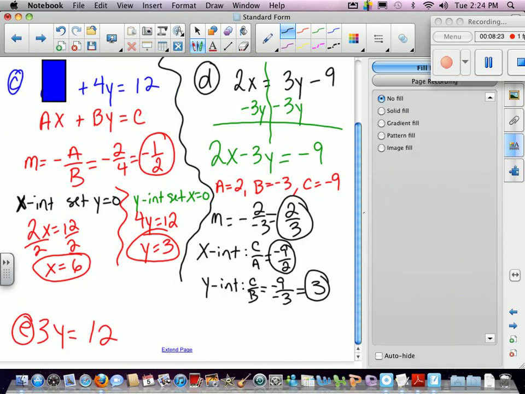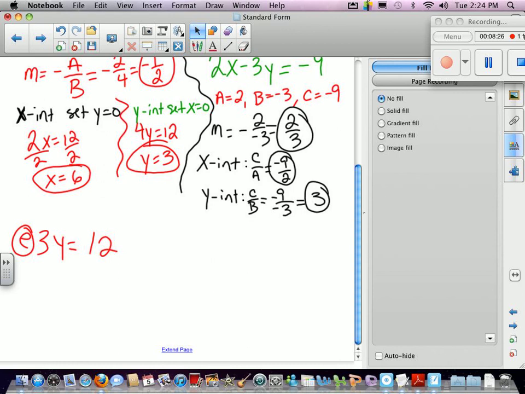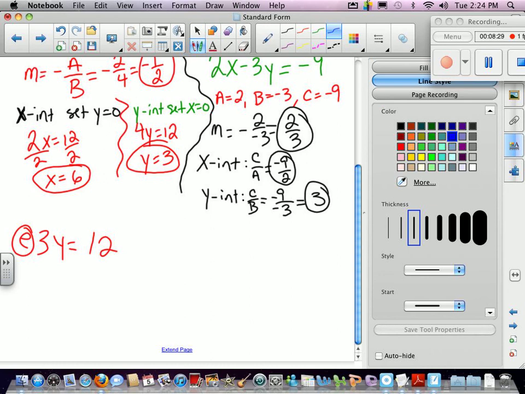Alright, the last example we're going to talk about, we have 3y is equal to 12. Alright, so if you notice there is no x term, so that means that a is 0, b is 3, and c is 12. So when we do the slope, it's negative a over b, which is 0 over 3, which is 0. And when we get a slope of 0, we know we are dealing with a horizontal line.